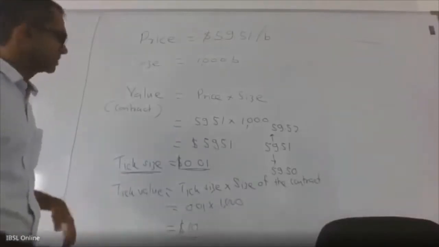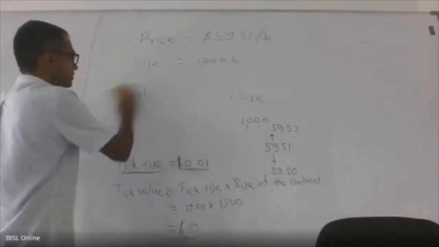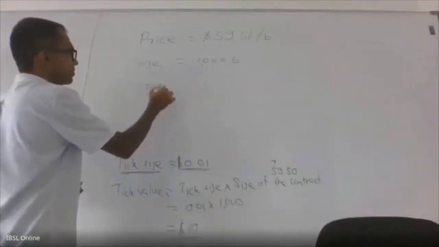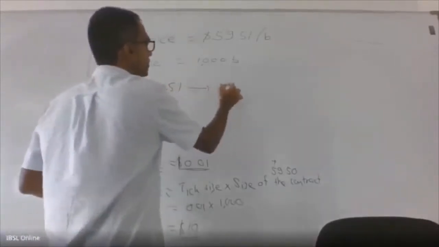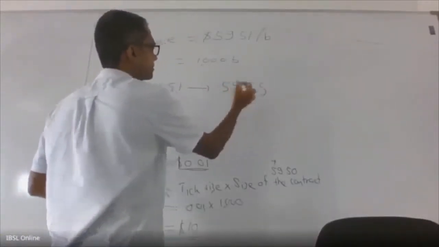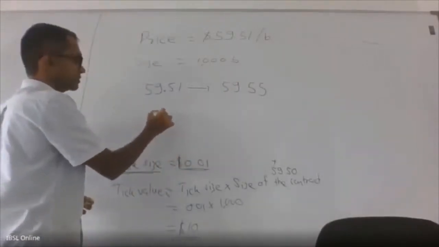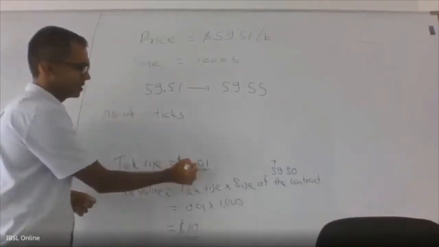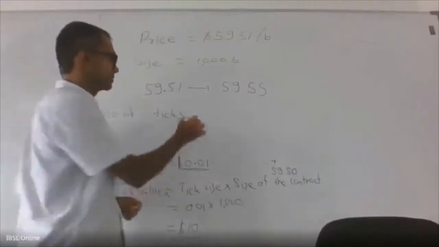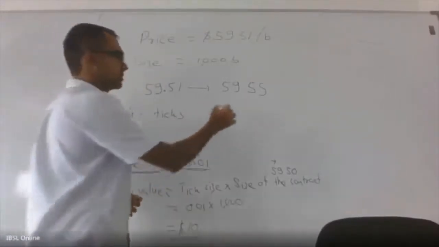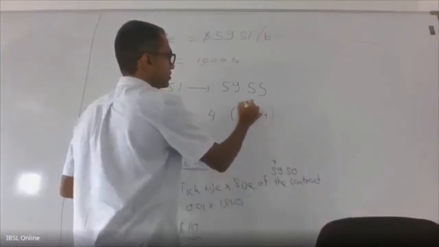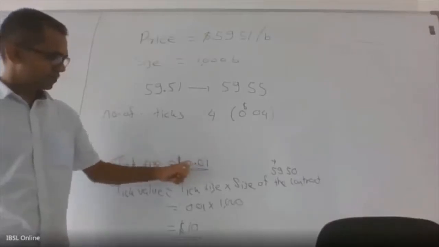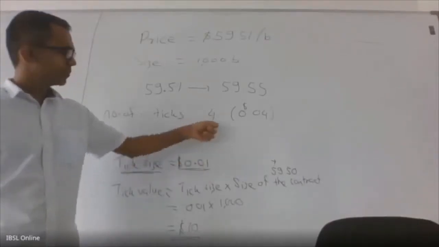So what does it mean by number of ticks? If the price changes from 59.51 to 59.55, the price moves by how many ticks? If the tick size is 0.01, how many ticks? Just 4 ticks. That means $0.04. There are 4 0.01s, so therefore, 4 ticks.